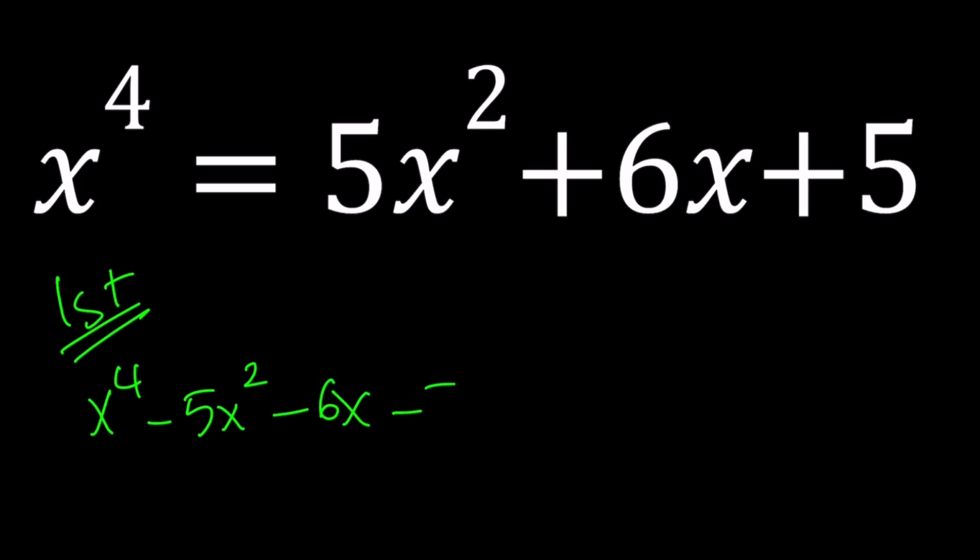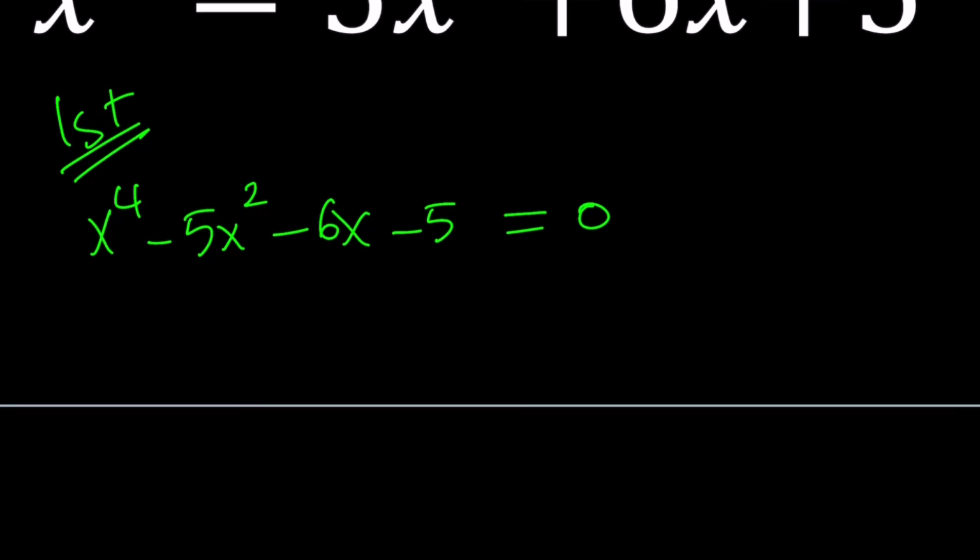Let's subtract everything, turn this into a full quartic. Now notice that this is not a full quartic actually, because it's missing x cubed, which is nice, by the way. It's called a depressed quartic. So it's already good to go. We're going to do the following. We're going to try to write this as a product of two quadratics. That's going to be our first method, okay?